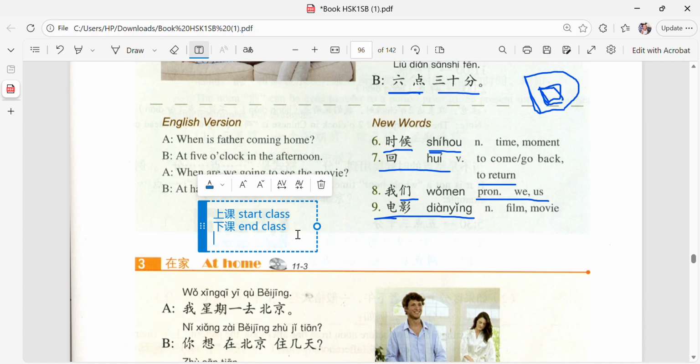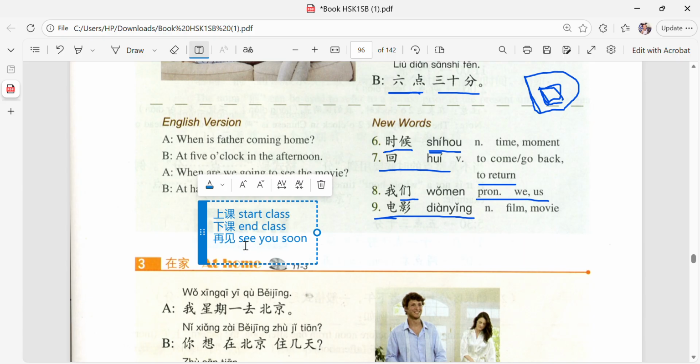So this is start or begin class, which is 上课, and 下课 is end class. Another new word that we like to say is 再见. It has two words. The first word is 再, which is again, and 见, which is to meet. So we meet again, or see you soon, is 再见. See you soon, or bye bye.